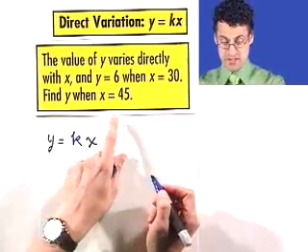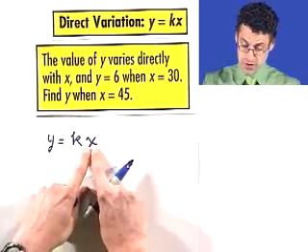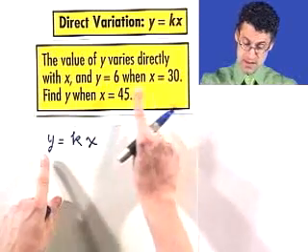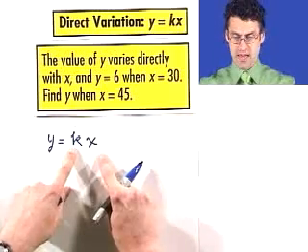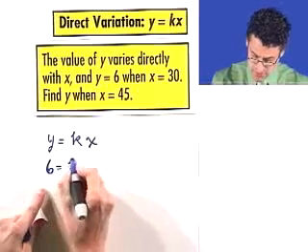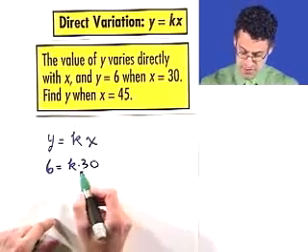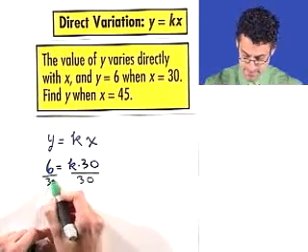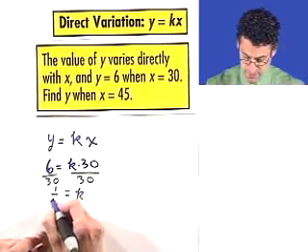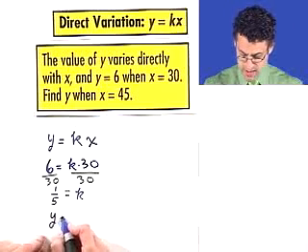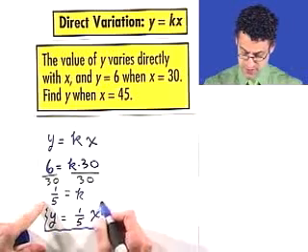We also know that it's going to satisfy the following. When x equals 30, y has to be 6. That means if I plug in 30 for x and 6 for y, this equation has to hold. That will allow me to figure out the k. So in particular, I'd have 6 equals k times 30. And if I divide both sides by 30 to undo the multiplication of 30, I would see that k equals 1/5. And so I'd see that y equals 1/5, that's the k, times x. So that's the actual direct variation.